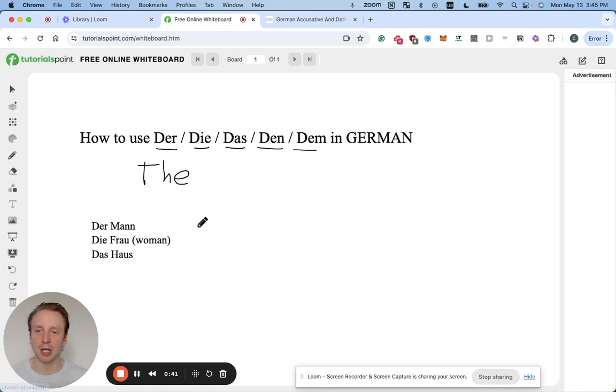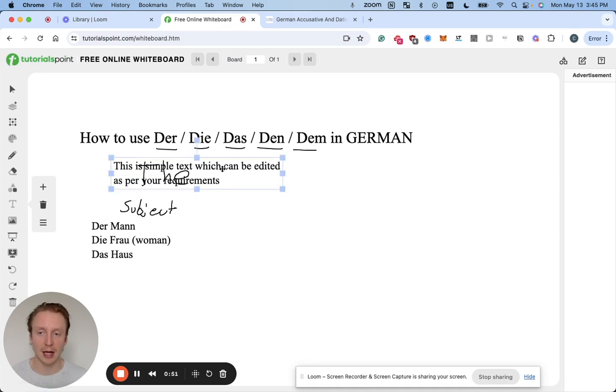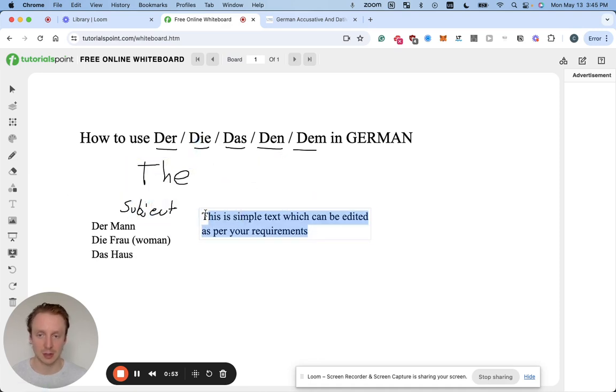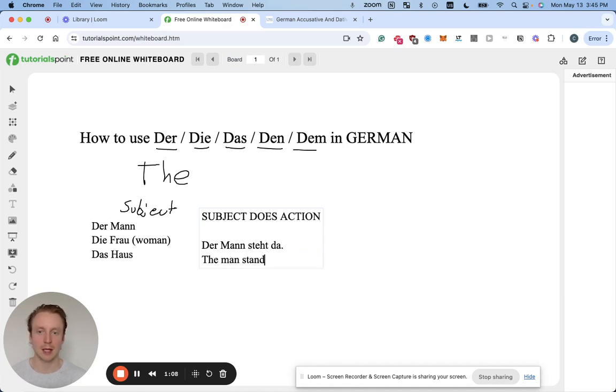If this is the subject, it's normal, right? The subject in the sentence, I never really learned grammar in English, but the subject does the action. So for example, der Mann steht da. The man stands there. So this is the subject of the sentence. If it's the subject, it's called nominative in German. Nothing changes. So that's nice.